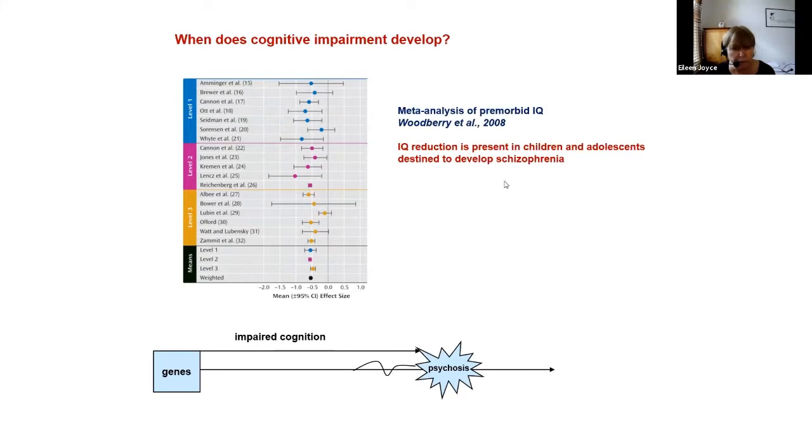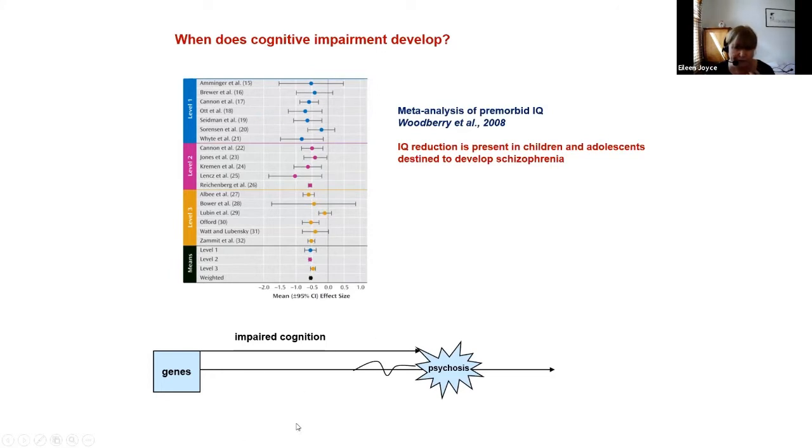So this study by Woodbury looked at all of these different so-called cohort studies, grouped in terms of quality, to find out what it is during childhood that may differentiate the people who went on to develop schizophrenia from their healthy counterparts in school and in growing up. And they found that all of these studies showed that cognition was impaired at about an effect size of 0.5 of a standard deviation in those children who went on to develop schizophrenia.